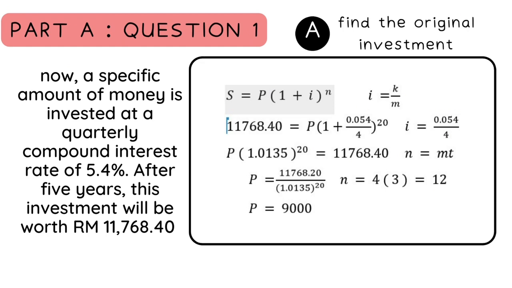P open bracket 1.0135 to the power of 20 equals 11768.4. P equals 11768.4 per 1.0135 to the power of 20, and the answer for P is 9,000. And now the question of B.